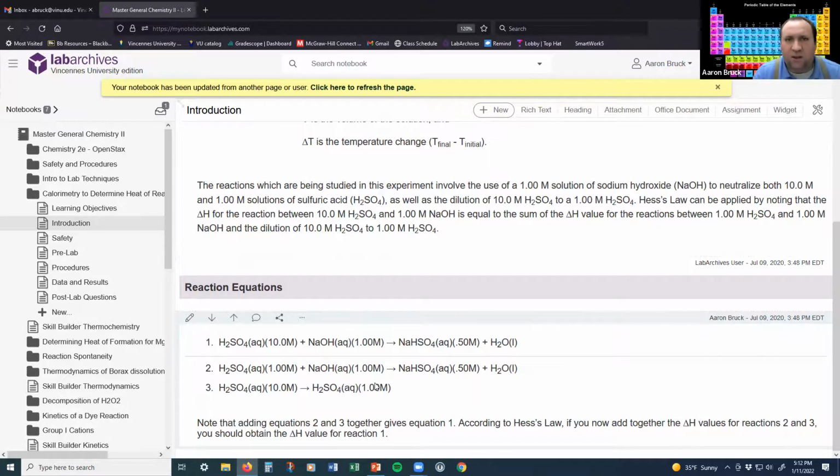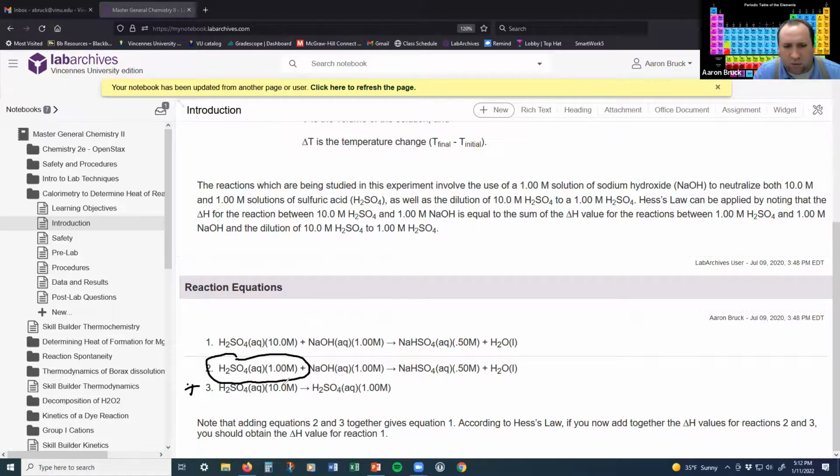Well, if I look at these three equations side by side by side, what I should be able to recognize is that, well, what do you know? I add these two together, I've got 1 molar sulfuric acid on both sides. They would cancel out. And what's left? 10 molar sulfuric acid, 1 molar sodium hydroxide, and the half molar sodium bisulfate in water solution.